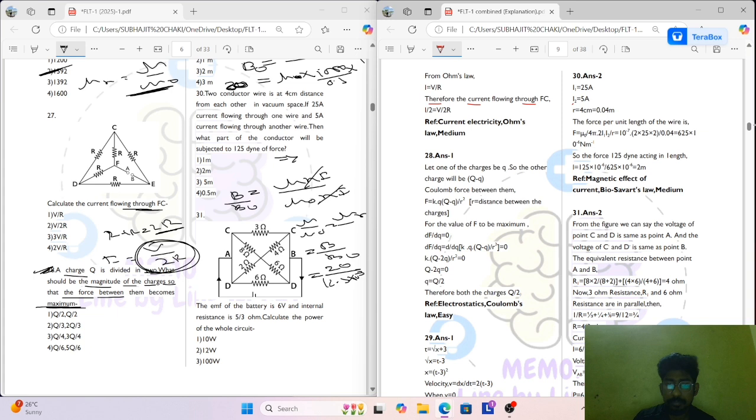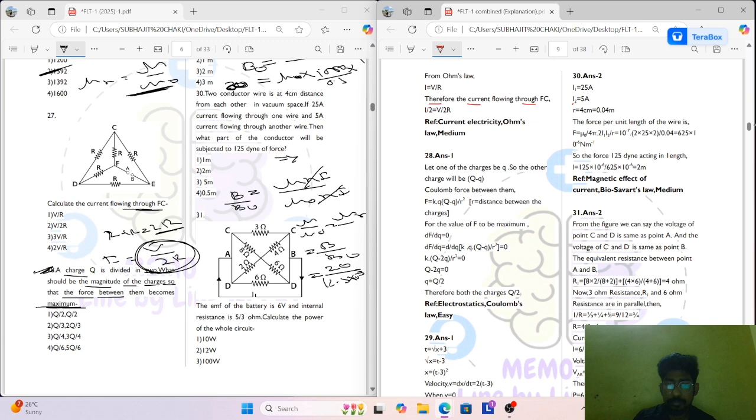Two conductors of wire are at a distance of 4 centimeter from each other in vacuum. If 25 ampere is flowing through one wire and 5 ampere is flowing through another wire, then what length of the conductor will be subjected to 125 dyne force? I1 and I2 are given, the distance r, 4 centimeter, is given. The force per unit length of the wire is F equals mu naught by 4 pi into 2 I1 I2 by r. Remember this formula.